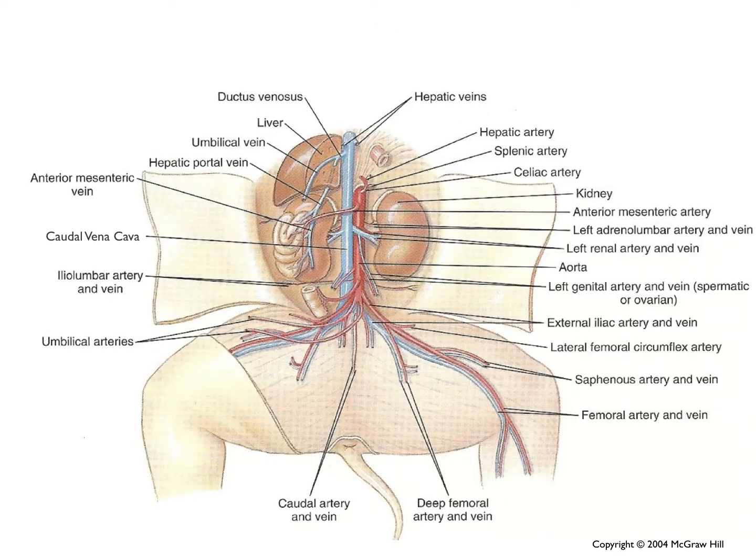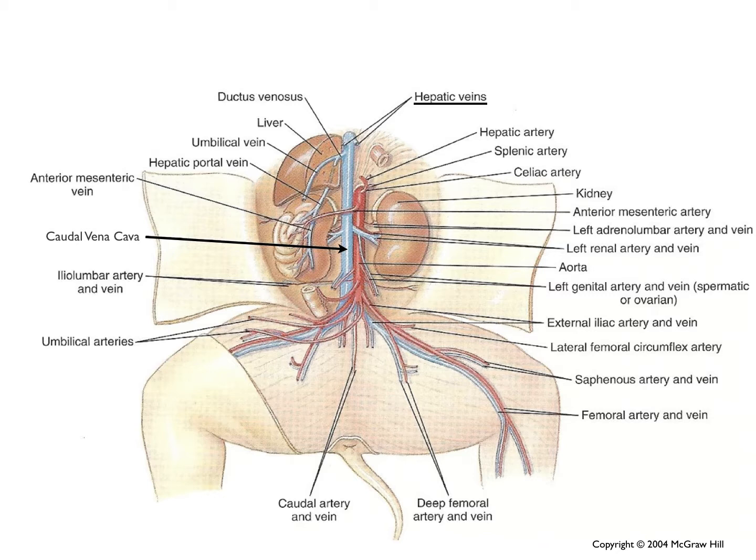Now that we have identified the major vessels of the neck and thoracic regions, let's move on and focus on the vessels of the abdominal cavity and the lower extremities. First, looking at the venous system, notice the caudal vena cava. Connecting to the caudal vena cava at the more cranial end of the figure, you can see the hepatic veins, which supply the liver.